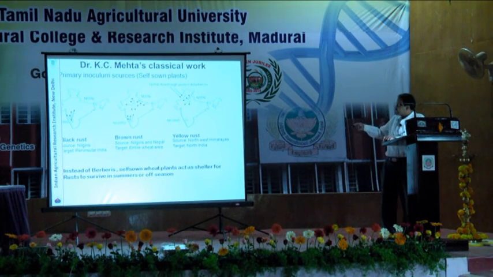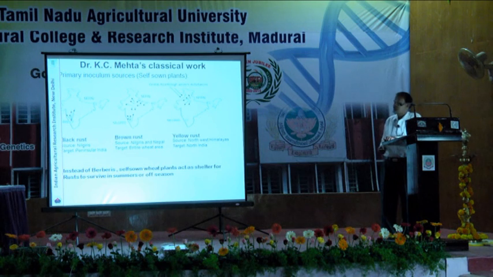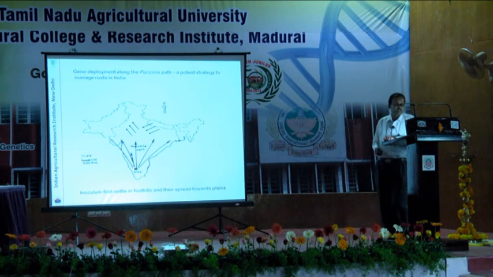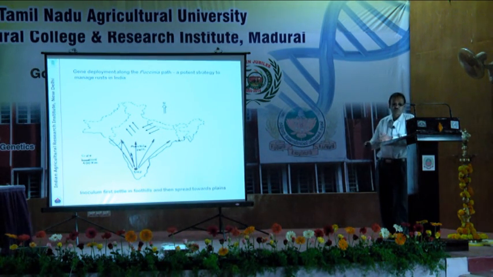The spread is from the Nilgiri hills up to central India, and it also comes from the Himalayan hills, but mainly brown and yellow, not the black. This is the Puccinia path, and we have a strategy to develop varieties and spread them across the Puccinia path area in a mosaic pattern, so that we can avoid any further epidemics.